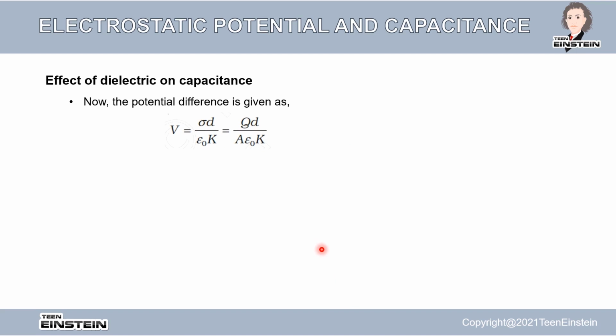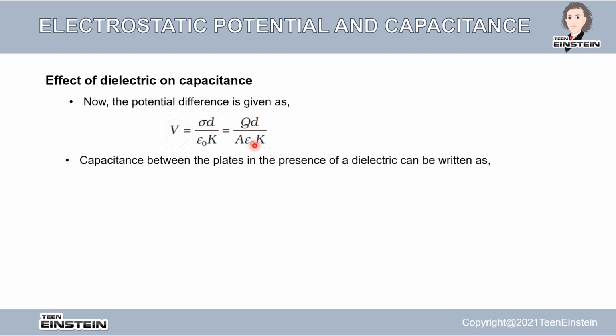When we had sigma minus sigma p multiplied by d by epsilon 0, instead of that we will substitute sigma by k. So we have sigma d by epsilon 0 k, and sigma is nothing but Q by A, because it is a surface charge density. So we have Q d by A epsilon 0 k. So this is the potential.